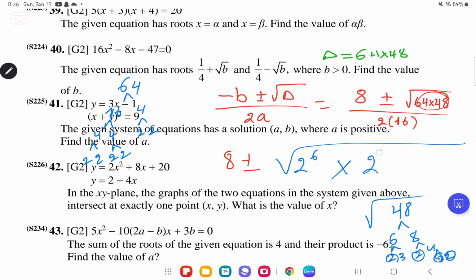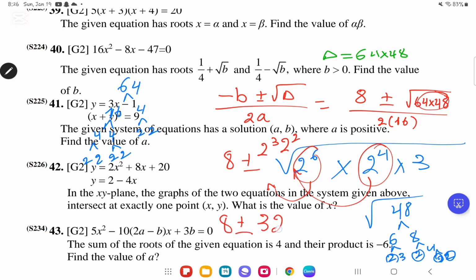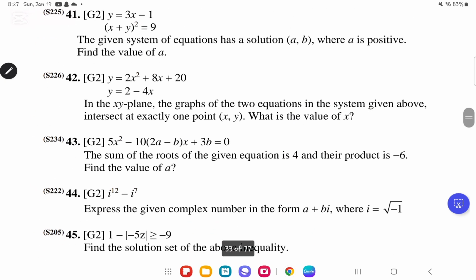So it is 2 to the power of 4 times 3. So if you are going to take this outside, it becomes 2 to the power of 3. And if you're going to take this one outside, it becomes 2 to the power of 2. So all in all, it becomes 8 plus or minus 32, because this times this is 32. Radical 3 divided by 2 times 16, which is 32. Then we will simplify, and then it becomes 1 over 4 plus or minus radical 3. So the value of b is gonna be 3.